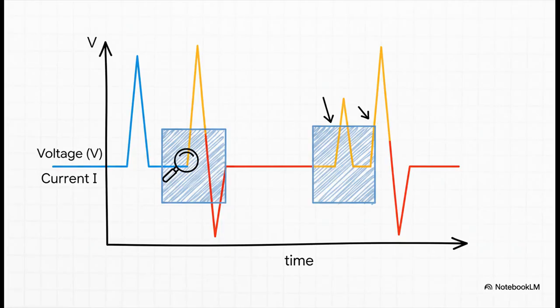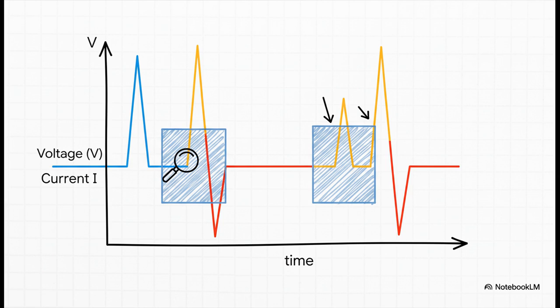When the switch is off, you've got high voltage but zero current, no power loss. When it's on, you've got high current but almost zero voltage. Again, minimal power loss. But look at that little crossover region. That's the danger zone. For a split second, both the voltage and the current are high at the same time.